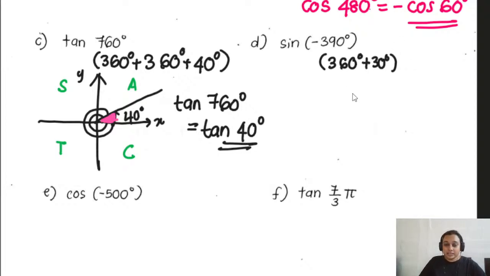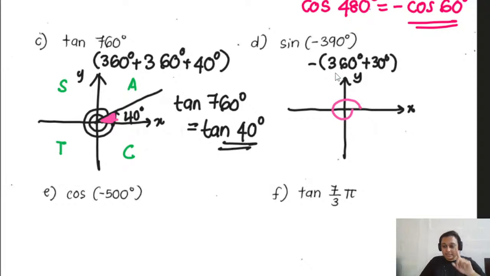So, yang ni kita draw, kita lukis dulu. Since this is negative, you must go down. Kena turun ke bawah, arah jam. 360 is one cycle, satu kitaran. 30 extra here, dekat bawah. So this one is 30, isn't it?